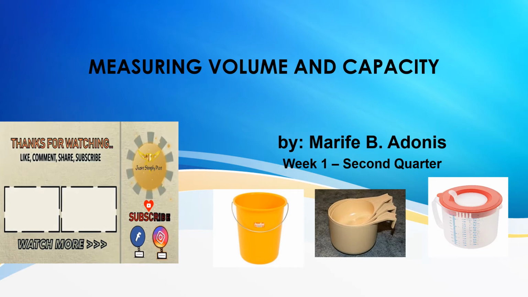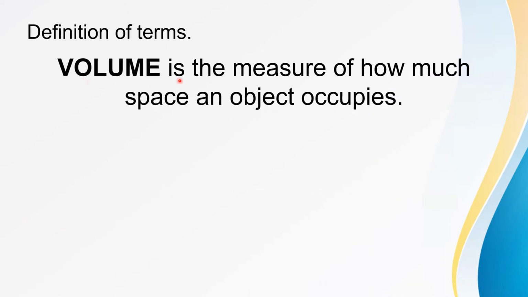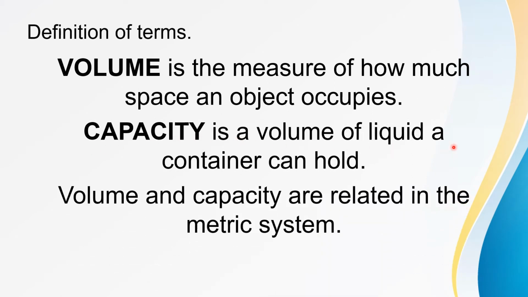Today I'm going to discuss measuring volume and capacity, specifically for liquids. So, another lesson for week 1, second quarter. Let's have the definition of terms. Volume is the measure of how much space an object occupies. Capacity is the volume of liquid a container can hold. Volume and capacity are related in the metric system.